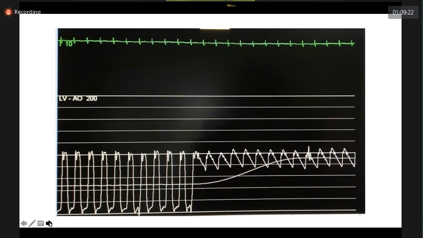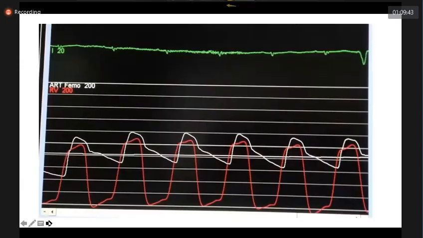So when you are taking a pullback from left ventricle to the aorta, you can see the left ventricular waveform here nicely seen, and then you are getting the ascending aortic pressure. There is no gradient, and you can see the point of aortic valve closure there. Ascending and descending pressures there.